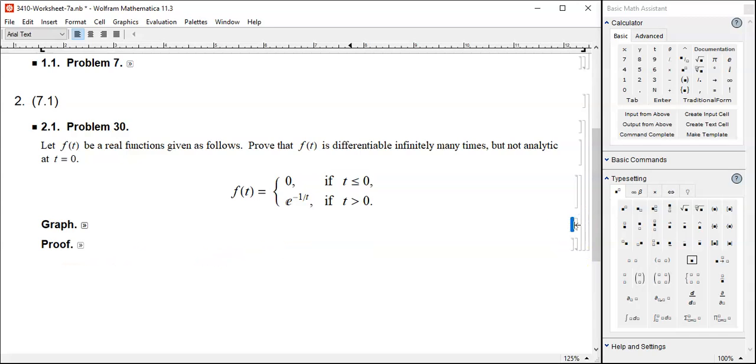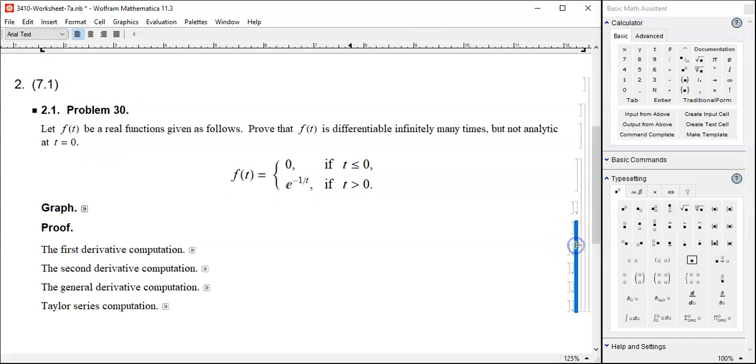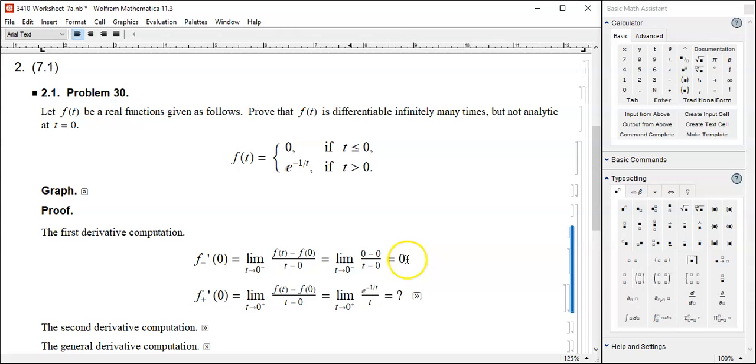Now, how about the derivatives? Okay, let's go with the derivative computation. And here's the first derivative computation. When t is less than 0, we take the difference of function value over difference of original value, f of t minus f of 0 over t minus 0. And the numerator is just 0 minus 0 because the function value is constantly 0. I don't care what's in the denominator, it's just 0. So far, so good. The right-hand side is going to be a problem because f of t is going to be this value here. So we are looking at this kind of computation.